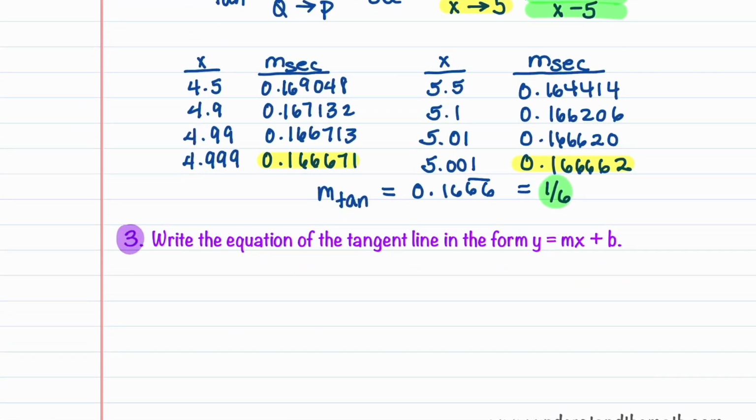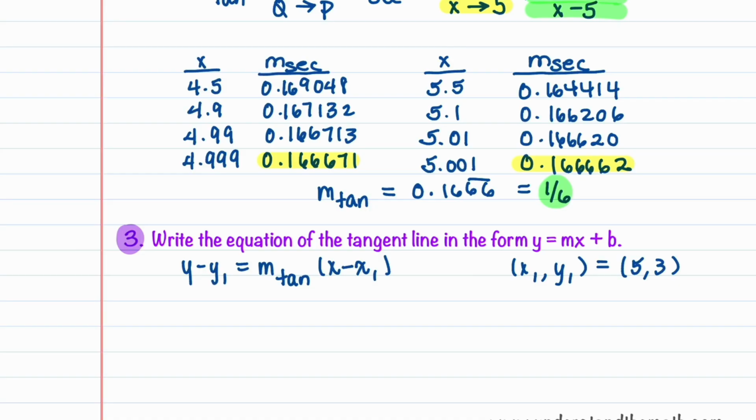Our last step now is to write the equation of the tangent line in the form y equals mx plus b. This is actually the easiest step. Let's write down our equation in point-slope form: y minus y1 is equal to the slope of the tangent line times x minus x1. Now we plug in our point (5, 3) for (x1, y1), and the slope of our tangent line is 1/6. This gives us y minus 3 is equal to 1/6 times (x minus 5).